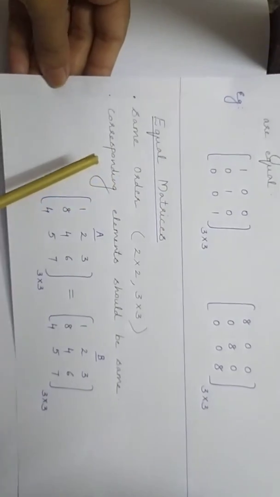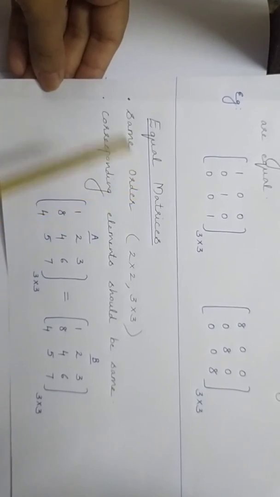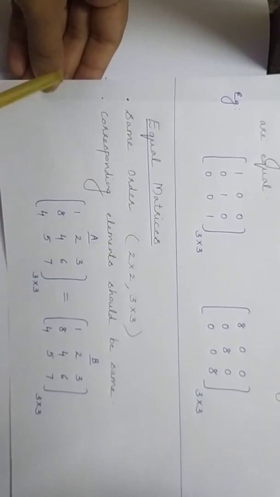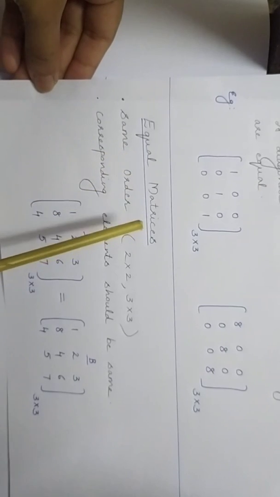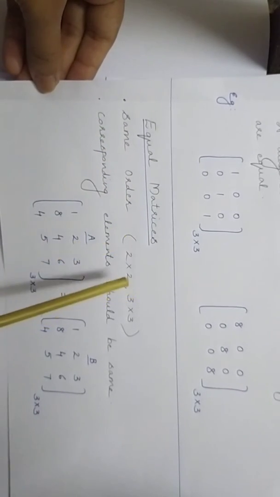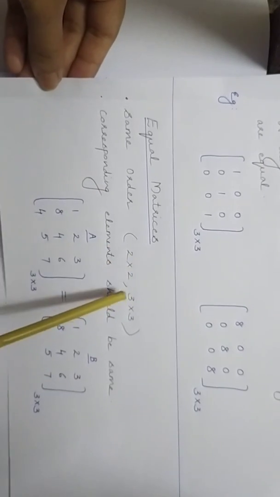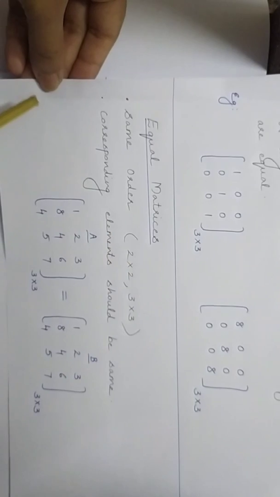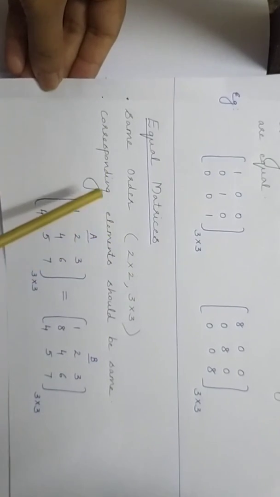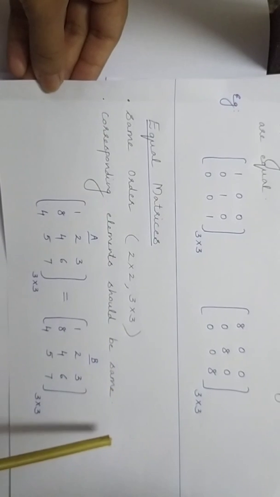Next, we are going to see some of the properties of matrices. First one, equal matrices. So, for equal matrices, they should be of the same order. That is, for example, 2 by 2, 3 by 3, etc. M and N should be of the same value. Next, another speciality of equal matrices is that corresponding elements should be the same.